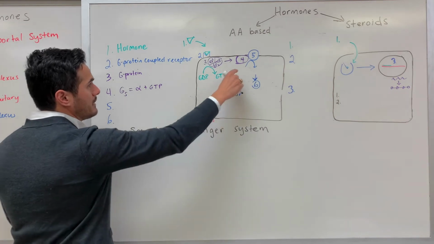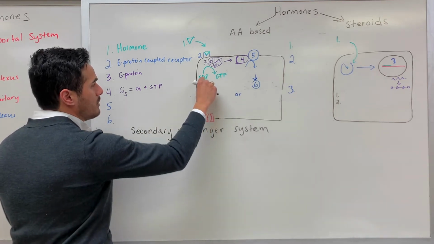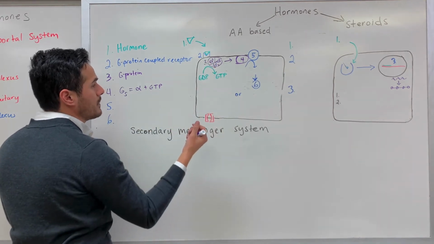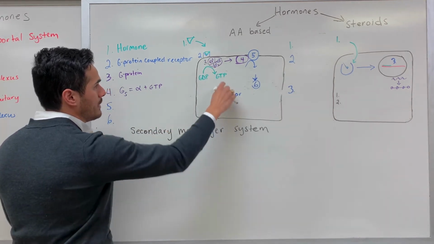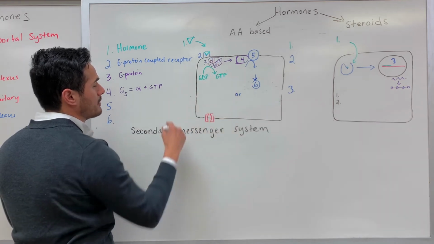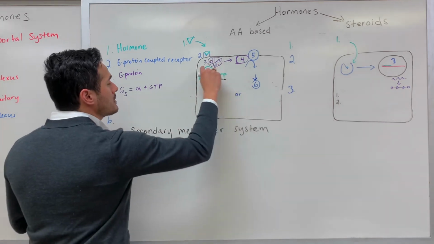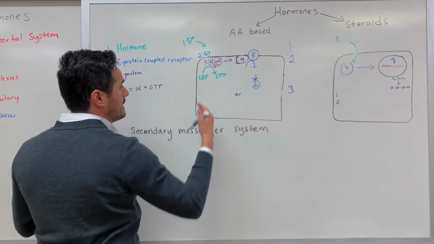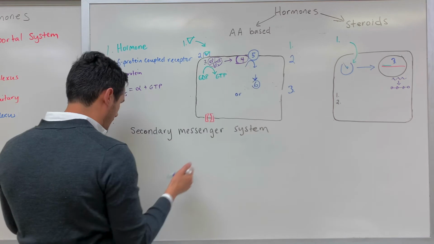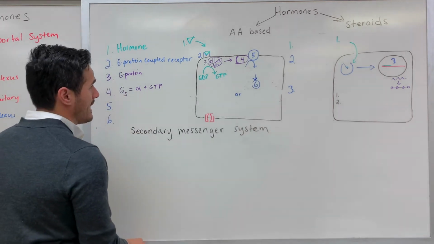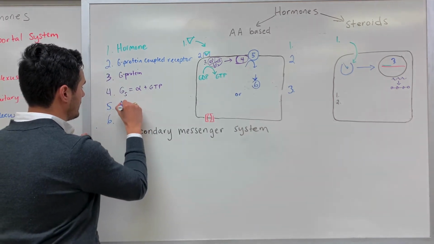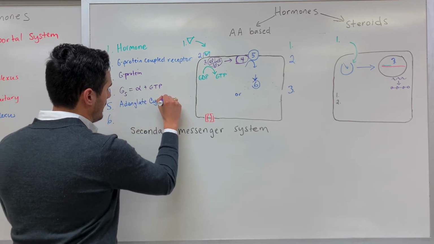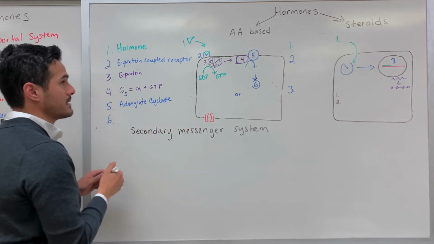You can think of it as a switch. Whenever GDP is bound to this G protein, it's inactive. In the active form, we have GTP plus our alpha subunit. So when we have our G stimulatory protein, the next stop in this cascade is number 5, which is what's known as adenylate cyclase.